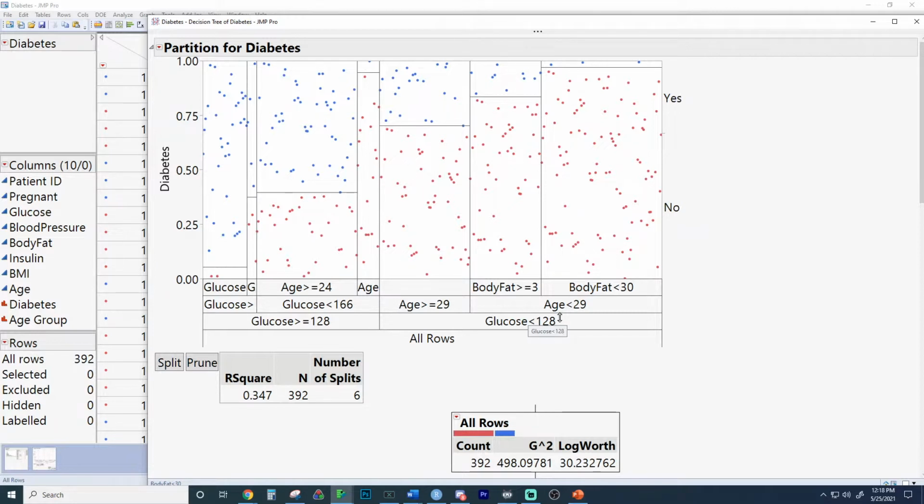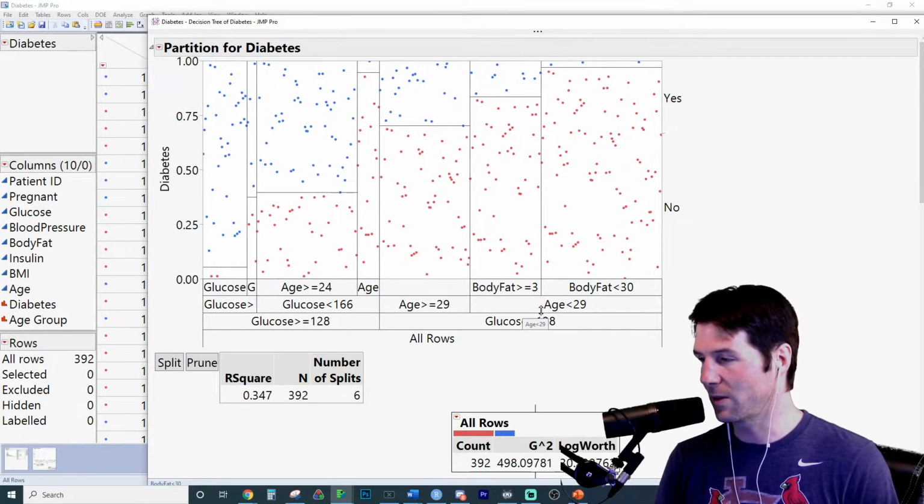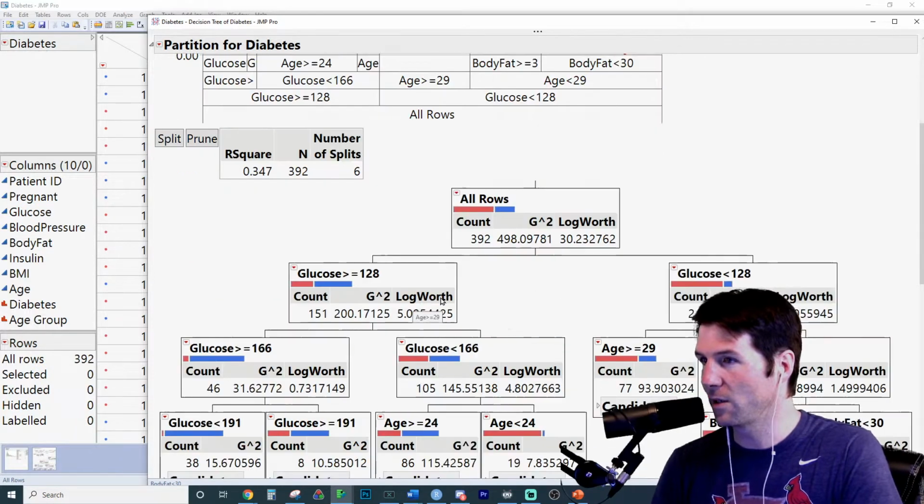So any last questions on this right here, just as we go through this output and try to make sense of it all and see what's going on? This is how to analyze and interpret the decision tree.